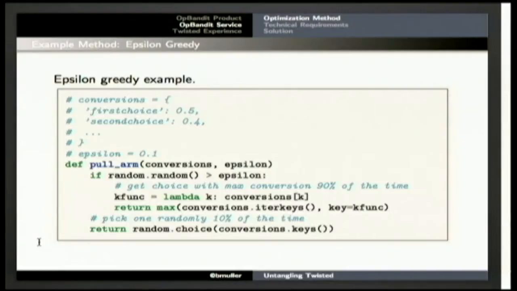You're not taking advantage of any of the information you know about, say, for instance, the fact that the first choice performs better than the second choice. But this is the simplest example other than explicitly choosing one. So this is probably the next step up.